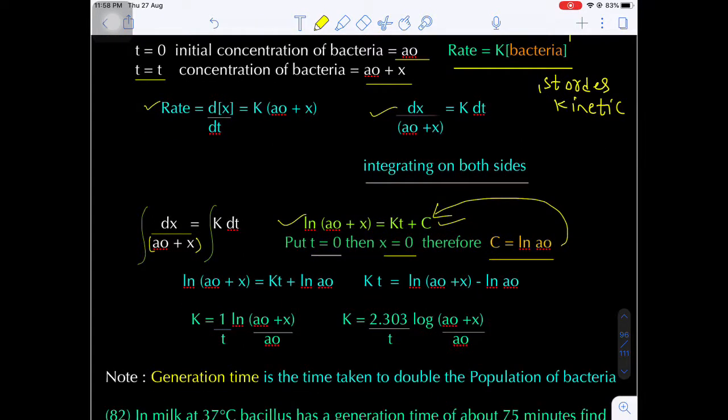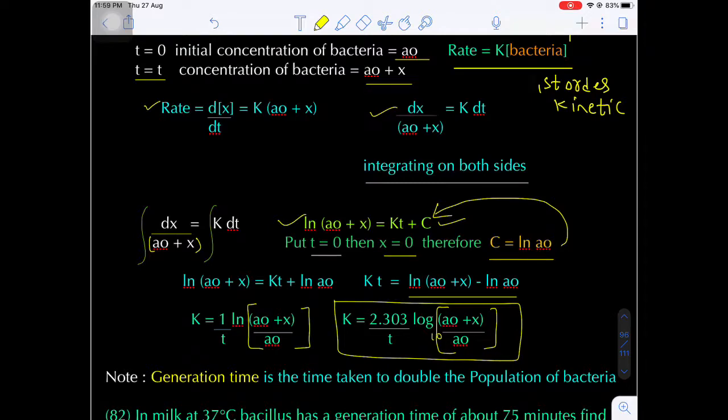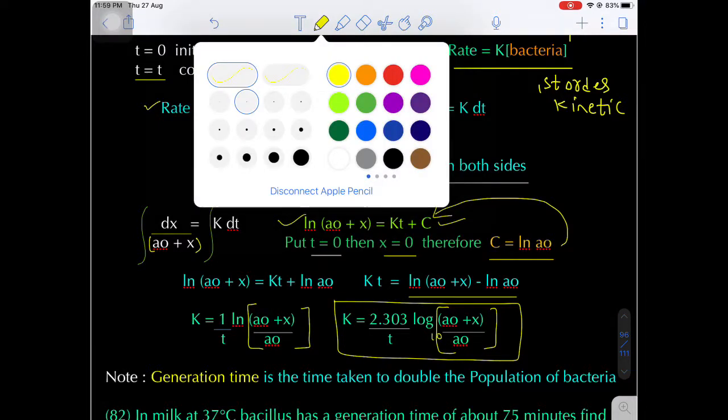Here log a minus log b is nothing but log of a by b. So you will get k is equal to 1 by t into ln of (A0 plus x) divided by A0. Are you getting my point? Now, removing the logarithm to the base e, I am converting into log base 10, so you will multiply with 2.303. So k is equal to 2.303 by t log of (A0 plus x) by A0. So this is the first order rate constant expression for the bacterial growth. Are you getting my point?